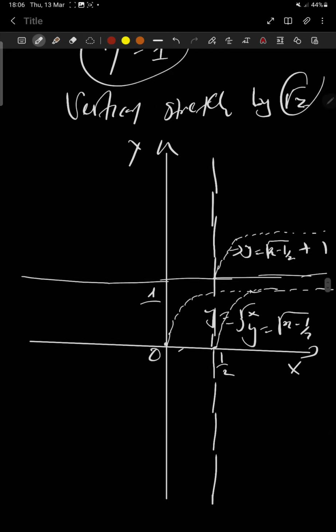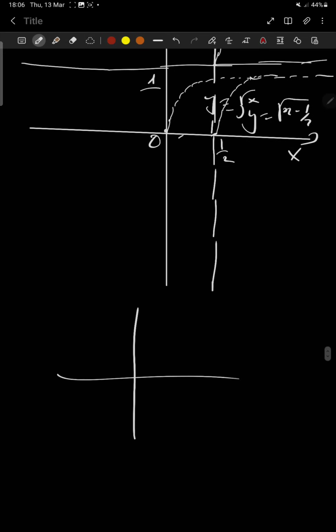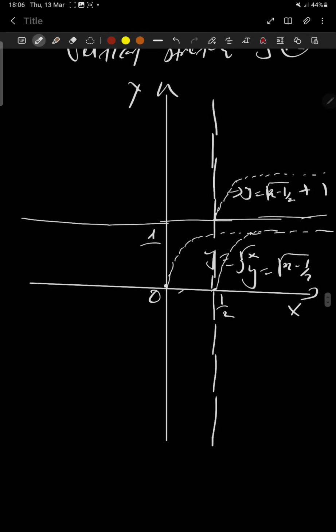Now we need to do this one. So now guys, you have to know, if your graph is like this, if it is stretching vertically, it will be on top like this. If it will be compressed, it will go beneath that one. So since it's stretching vertically, it will be on top of this one, so it will be like this.